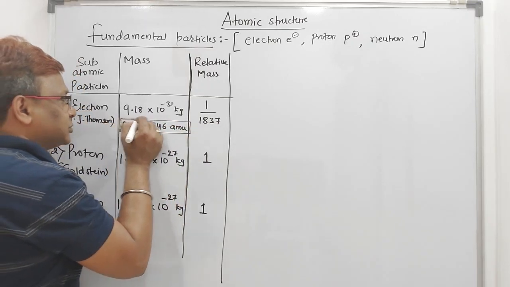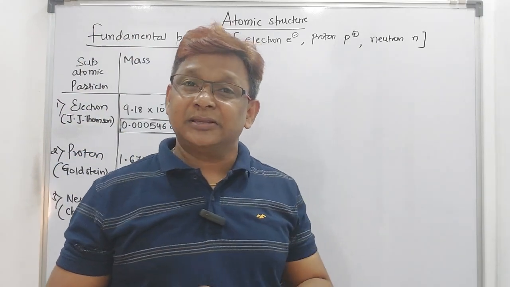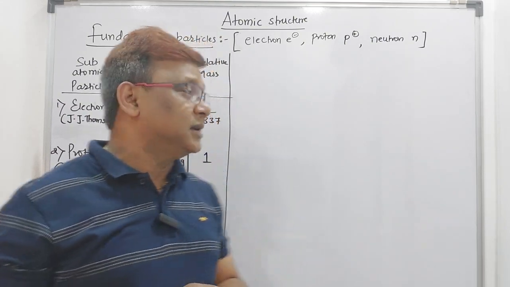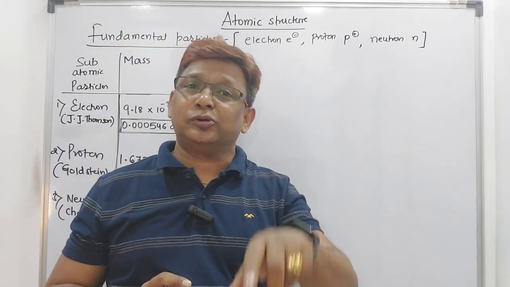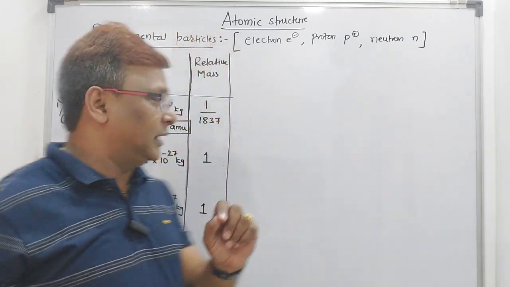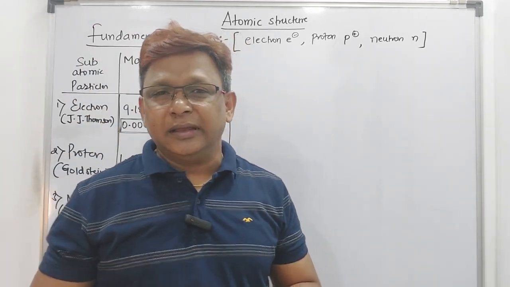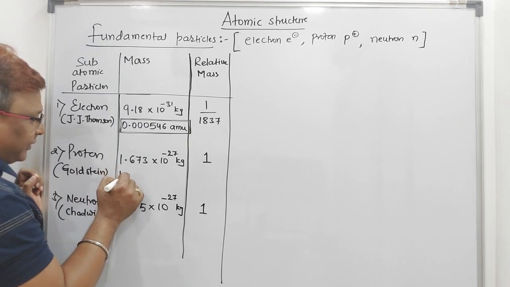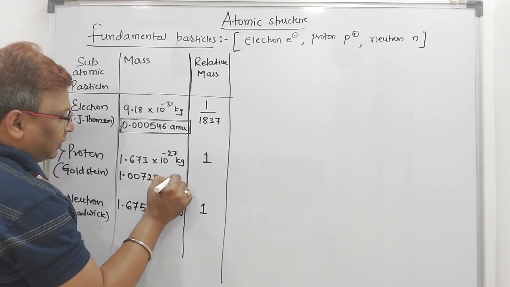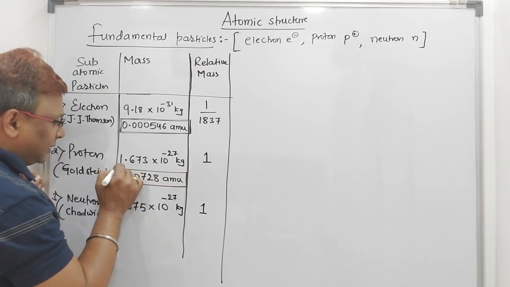Definitely this value will help us to solve some kinds of numericals they will ask in IIT JEE as well as in NEET, beta. I'll tell you what kind of questions they will ask and how this value will help us to solve that kind of question, right? 0.000546 AMU. Come to the proton beta now. If you see the mass of the proton in AMU, it becomes 1.00728 AMU, atomic mass unit. Right beta?